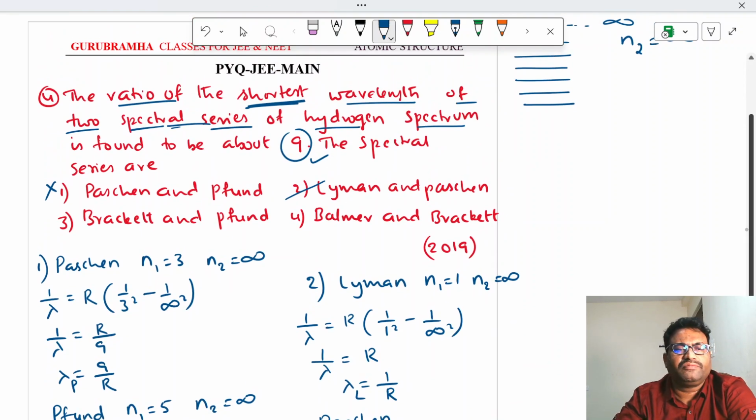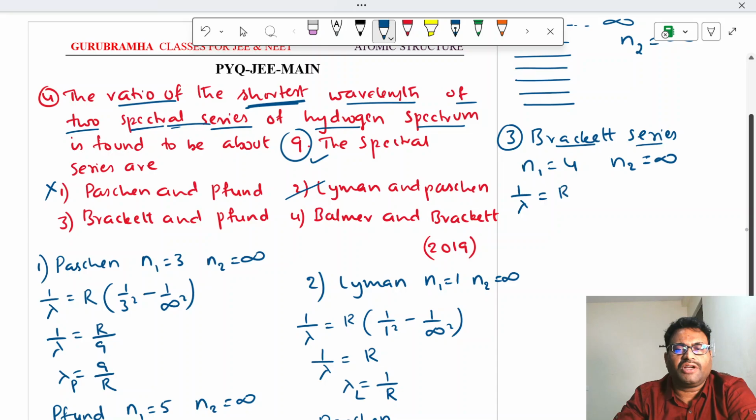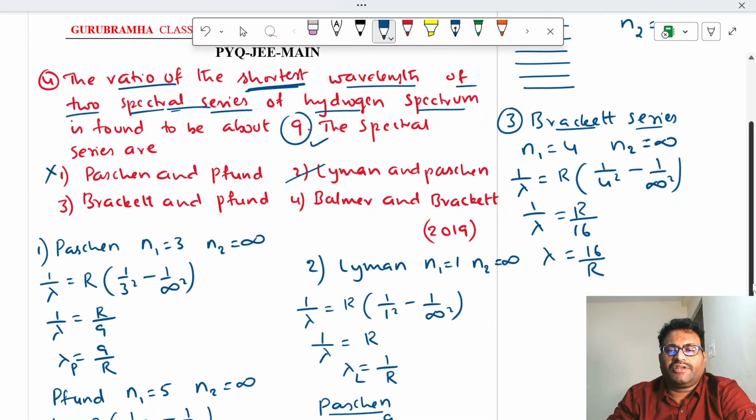Coming to the third option, Brackett series. N1 is equal to 4, N2 is equal to infinity. So 1 by lambda is equal to R into 1 by 4 square minus 1 by infinity square. 1 by lambda is equal to R by 16. Lambda is equal to 16 by R. Okay.